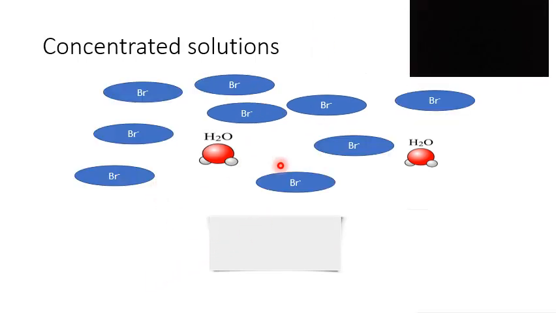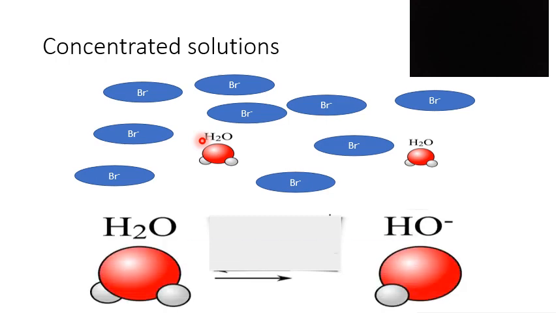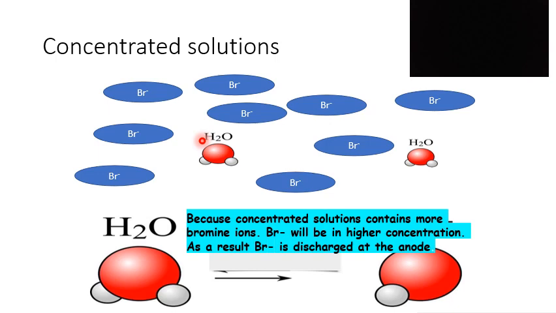Now with concentrated solution, do we have more of the ion or do we have more water present? Look, there's only two water molecules, so we have more of the ions. Very good. So what does this mean for us? This means for us that because the concentrated solutions contain more bromine ions, the bromine will be in higher concentration. As a result, bromine is going to be discharged at the anode. That's what that means for us.